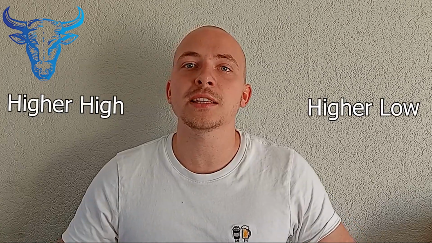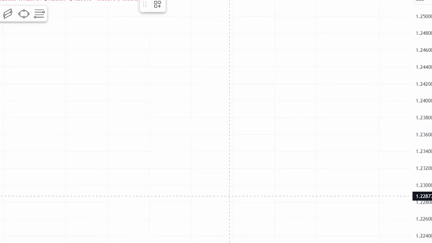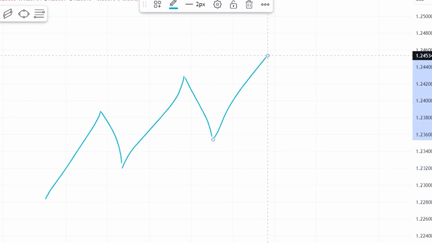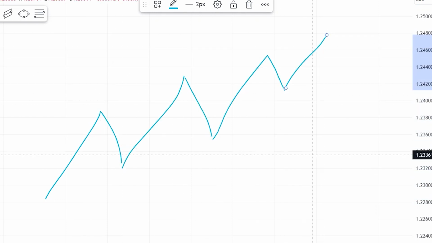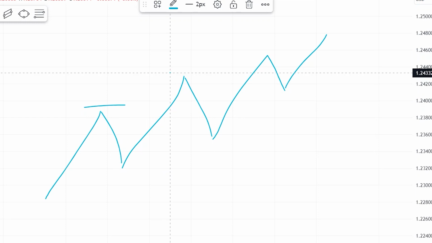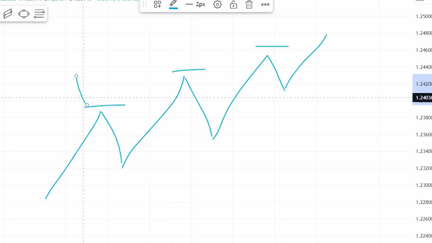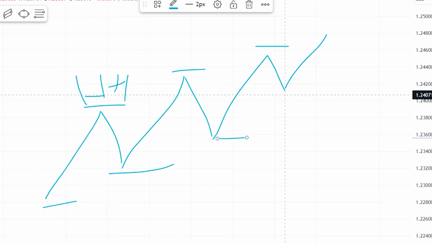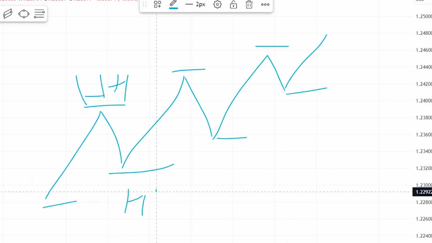Uptrend. In this scenario, we are on the lookout for higher highs and higher lows. To be more precise, I want to tell you what higher highs and higher lows are. So we have a chart, for example. And we can notice that this chart is going uptrend. And we are looking for what? We are looking for higher highs and higher lows. So 1, 2, 3. These are higher highs. And 1, 2, 3, 4. This is a higher low.